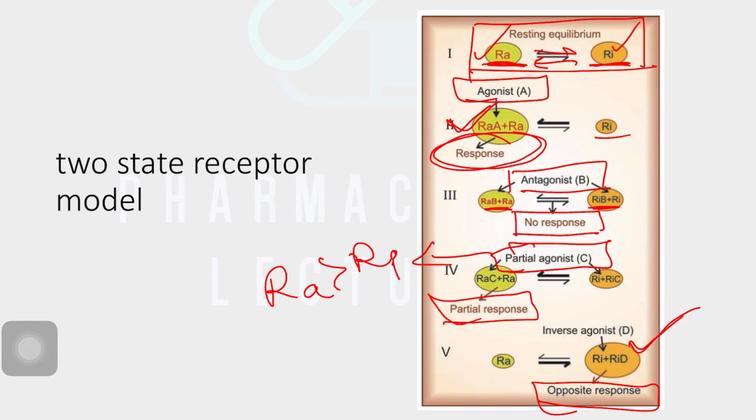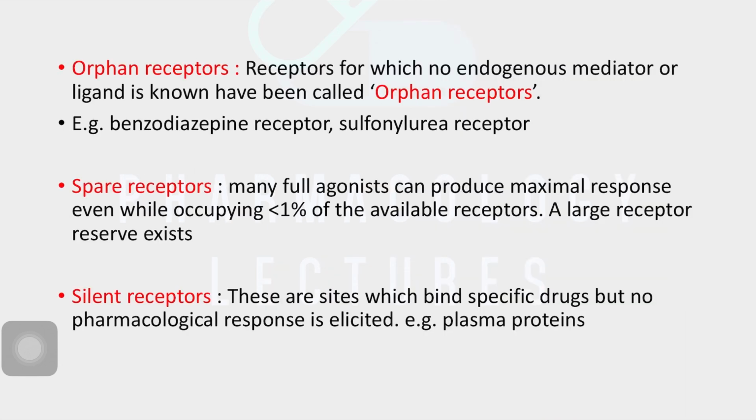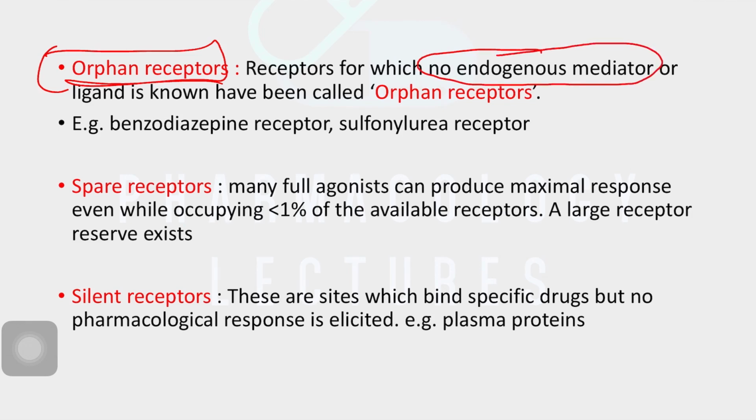By this model the theory of activated and inactivated receptors is established, and the different types of agonists and antagonists are explained. Apart from that, receptors are of different types, and these are some of the short questions that can be asked in examinations. For example, what are orphan receptors? Well, there is a very interesting thing. Orphan receptors are those receptors for which there are no endogenous ligands or mediators present in the body. Those are called orphan receptors.